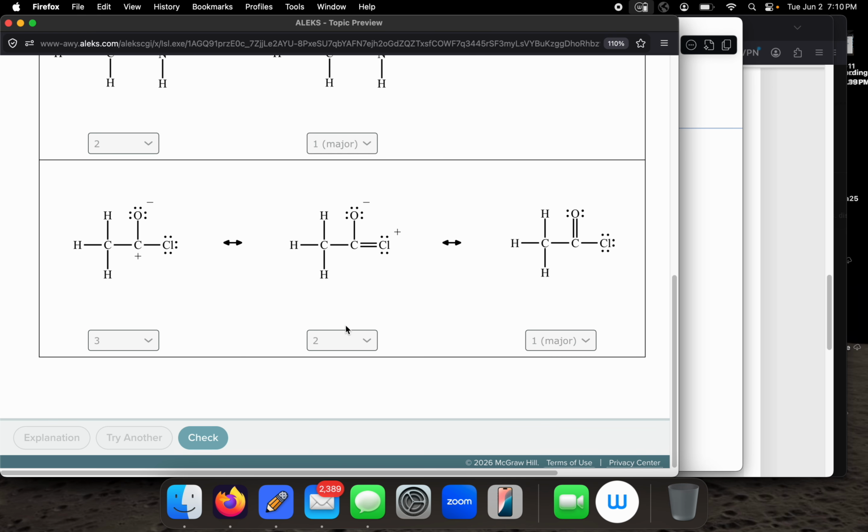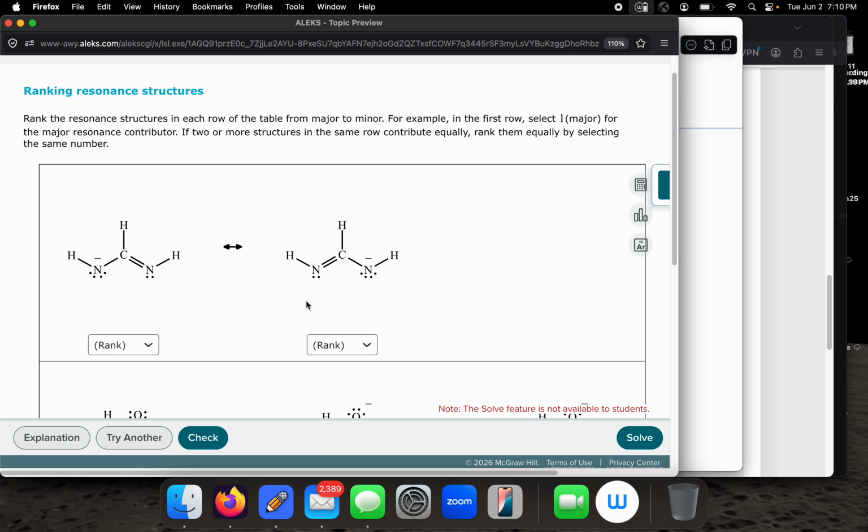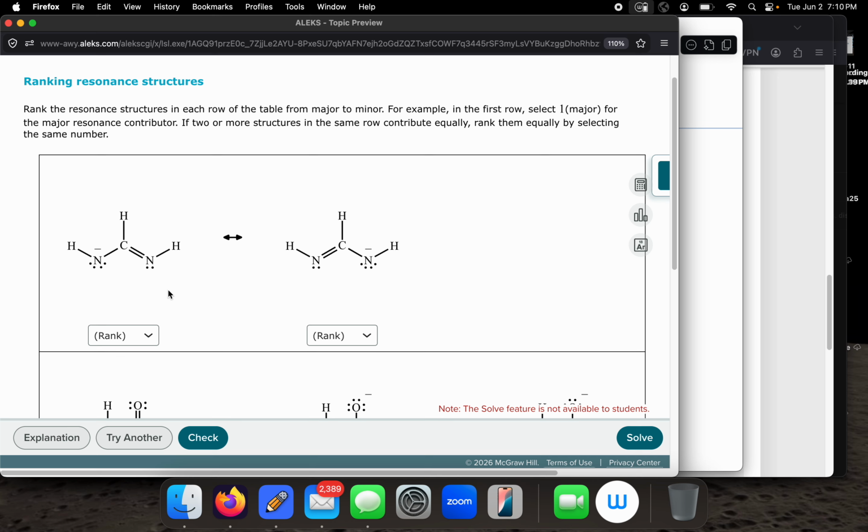I'm going to do one more here. And I'm going to look here and see, oh, wait a second. These are the same. They all have full octets. I should have asked that first. They all have full octets.